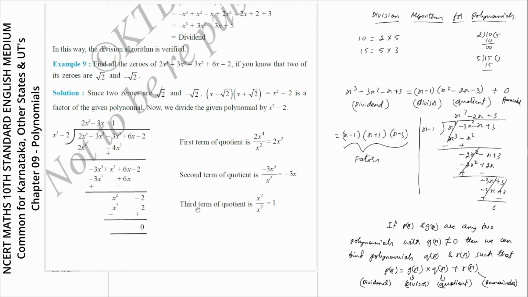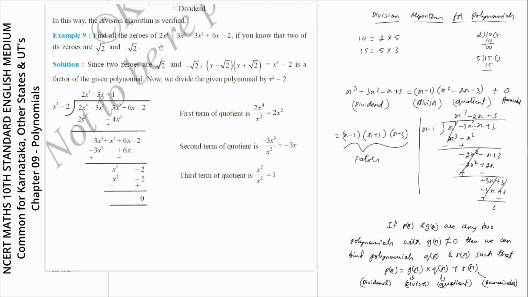Now in the next example, see here in this polynomial 2x to the power of 4 minus 3x cube minus 3x square plus 6x minus 2. In this one they have given two zeros, that is root 2 and minus root 2.